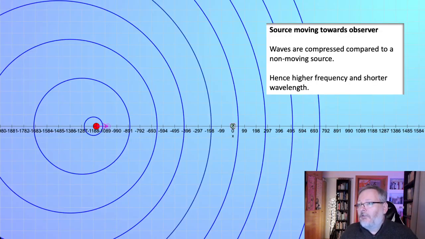So there's kind of four situations. Situation number one is a source moving towards the observer. So those waves will be compressed compared to the non-moving source. So the observer will experience a higher frequency and a shorter wavelength.